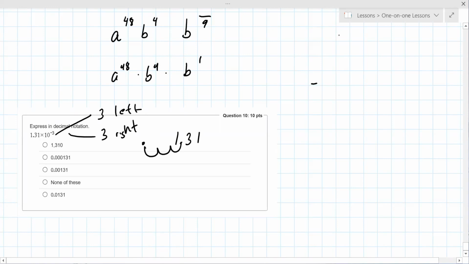Yeah, but wait. Oh, never mind. So based on this, what is the correct answer? 0.00131. Okay, so which letter should I choose? Letter C. Very good.